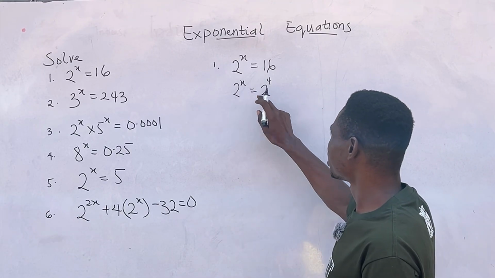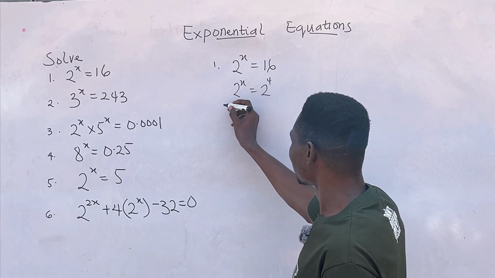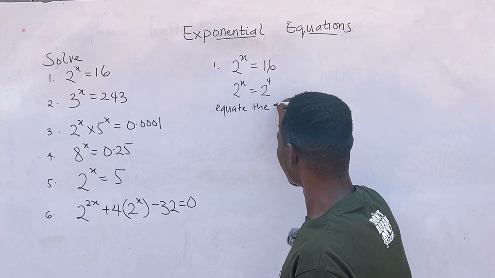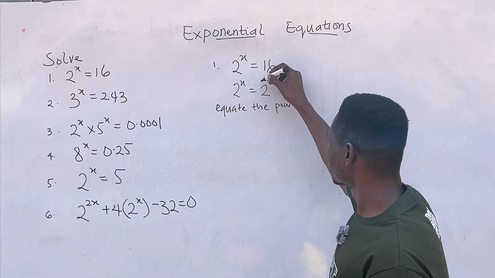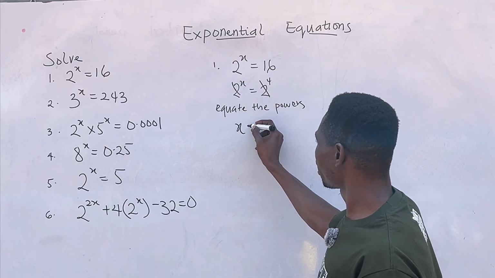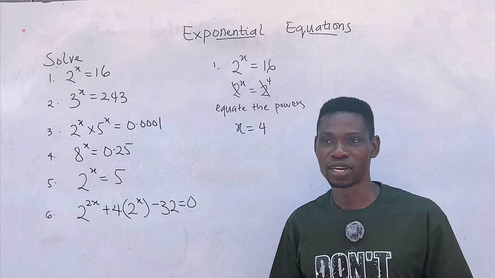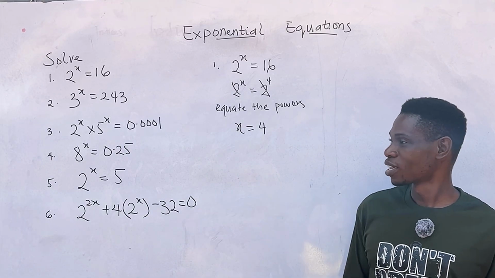So since the bases are equal, we can equate the powers. So the language is equate the powers. So when we equate the powers, we have x equal to 4. So it's as straightforward as that. That's how we solve exponential equations. So let's look at the second one.